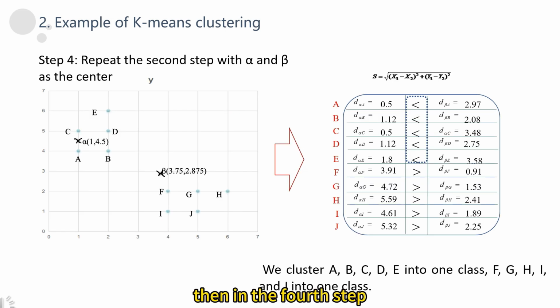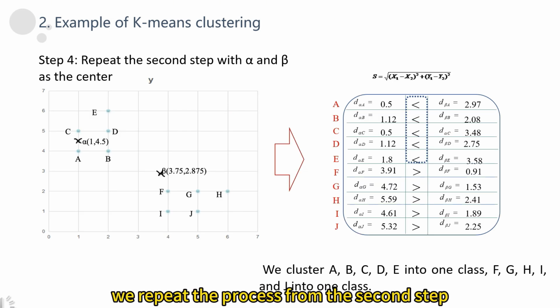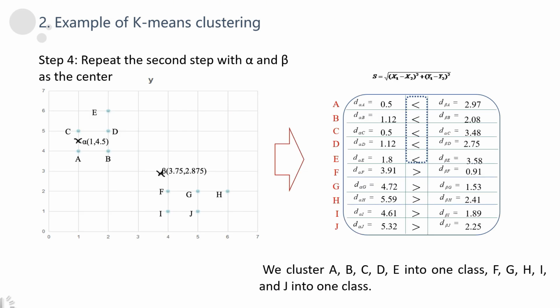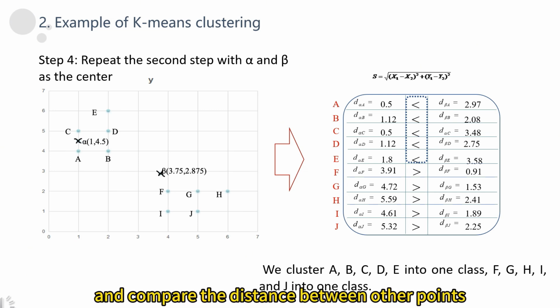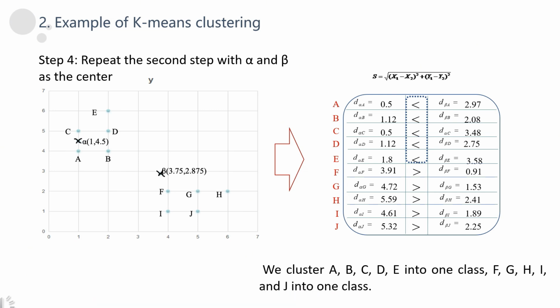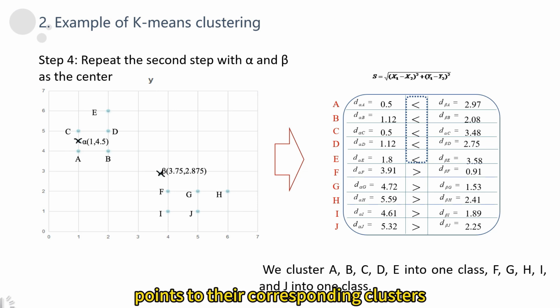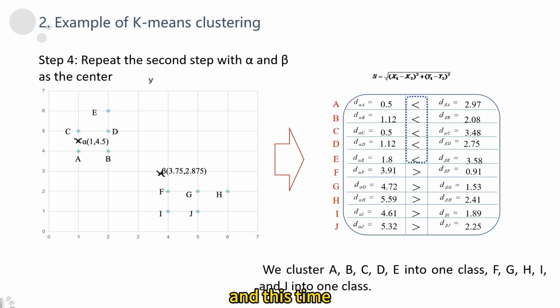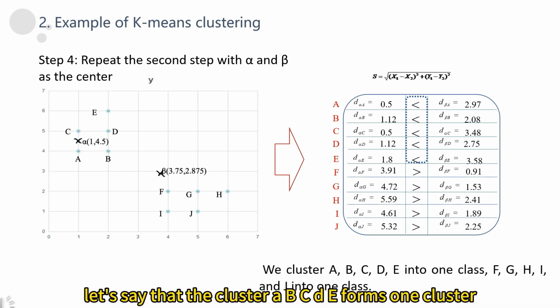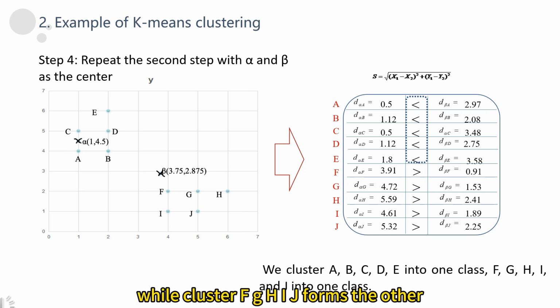Then, in the fourth step, we repeat the process from the second step. We calculate and compare the distance between other points and the cluster centers, and then reassign the points to their corresponding clusters. And this time, let's say that ABCDE forms one cluster, while FGHIJ forms the other.